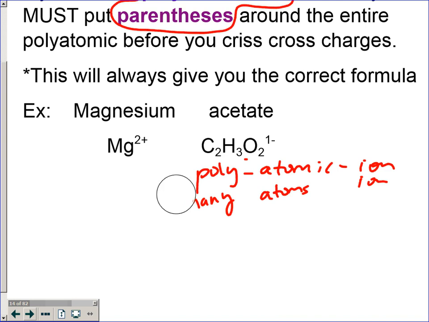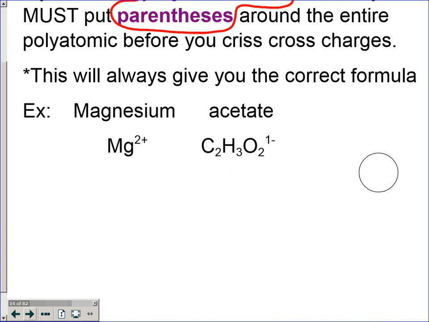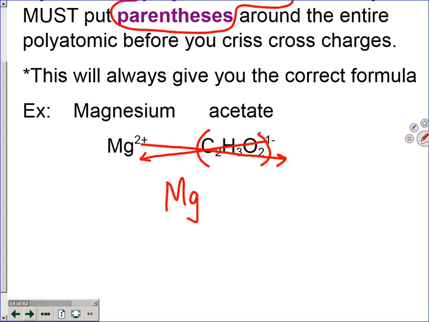Okay, so the idea is that you're going to put parentheses around acetate. So here's how you put it. You put it around the C and the O2. Leave the 1- charge on the outside. And then we're going to crisscross charges. This 2 goes out here to the outside of acetate, and this 1 comes to the inside of magnesium. So what's my overall formula now that I've crisscrossed the numbers? Mg.